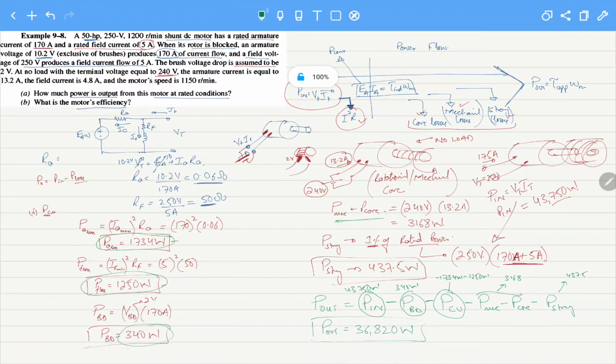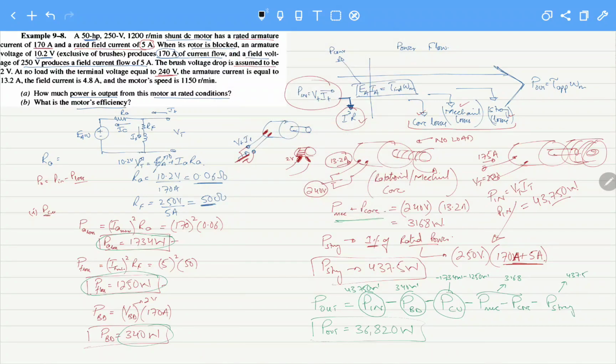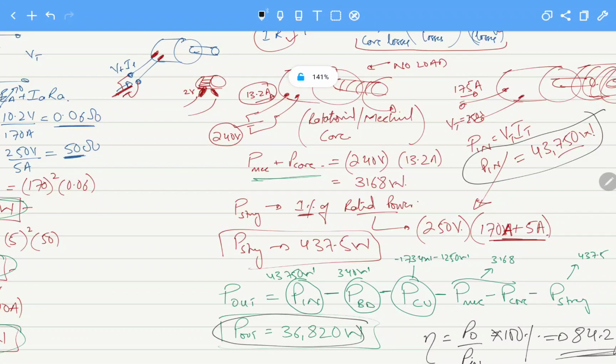And if we want to calculate the efficiency now, the efficiency of the motor can be calculated simply as efficiency equals P out over P in, times 100%. P out we have here, P in we have here, and this ratio will become equal to 84.2%. This will be the efficiency of the machine.